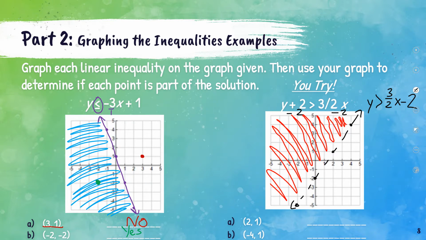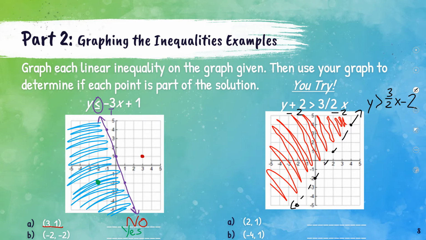Does your graph kind of look like mine? I've got y is greater than 3 half x minus 2. So I started at negative 2 on the y-intercept. I did my slope where I went up 3 to the right 2. I made my line dashed because it's greater than, and I shaded above also because it is greater than.